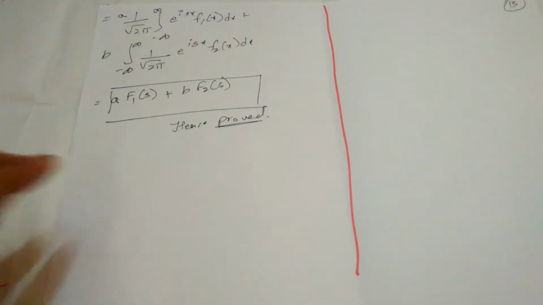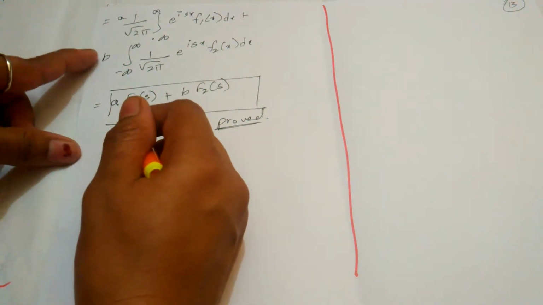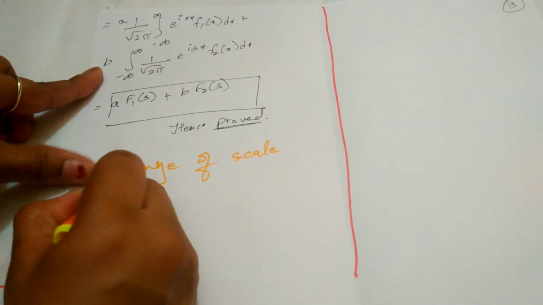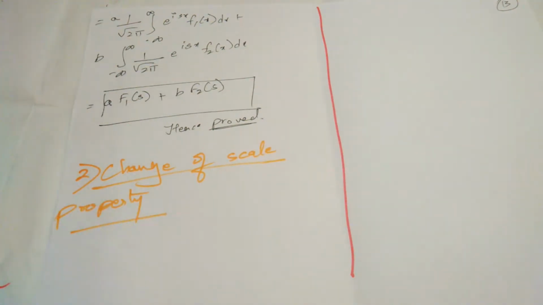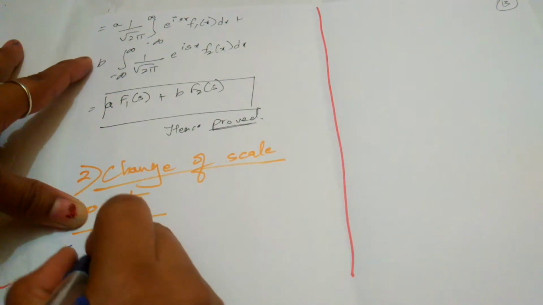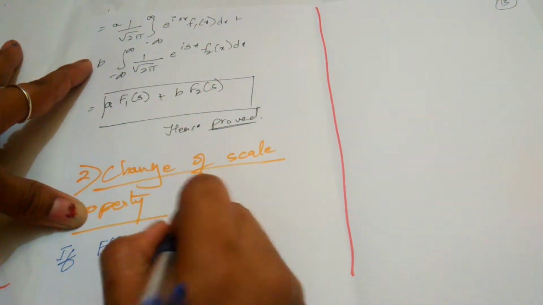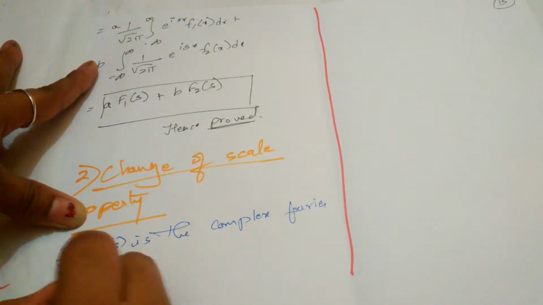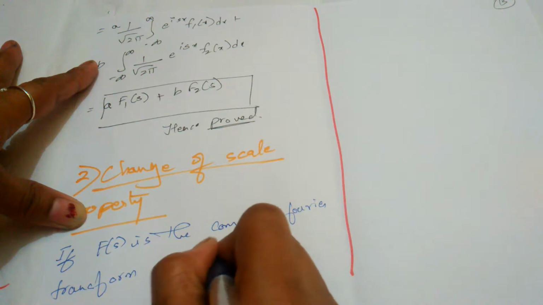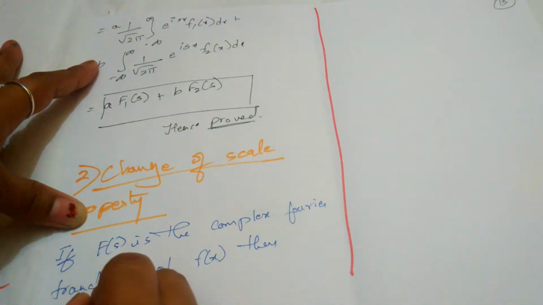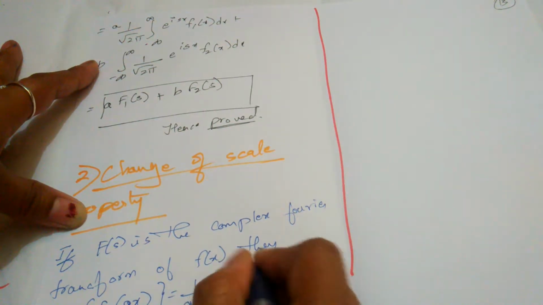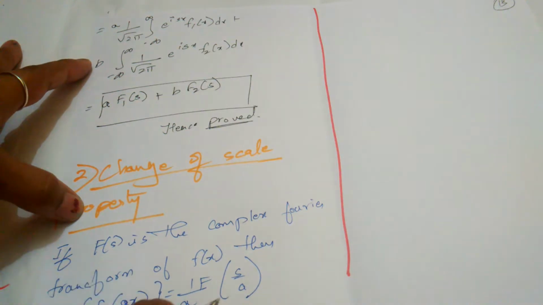Now next property, which is the next property? Next property is the change of scale property. Now if F of s is the complex Fourier transform of f of x, then F of ax is equal to 1 upon a F of s by a. Okay, so this is equal to this, we have to prove.